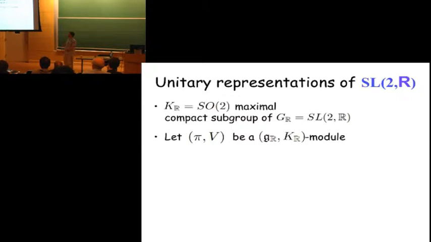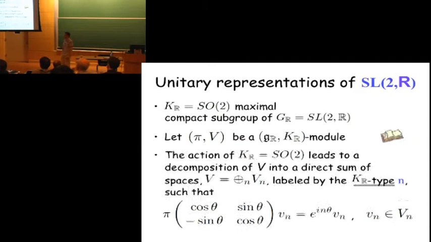We'll be thinking of pi and V equipped with an action of G and also with a compatible action of the maximal compact. What does it mean for our particular example? Well, it means that V can be decomposed in the sum of V_n, where n denotes essentially the weight of the SO2 action. And the story has a more general version, of course.